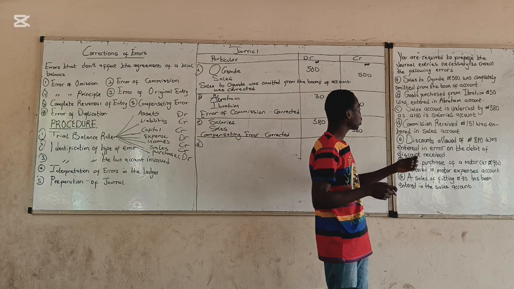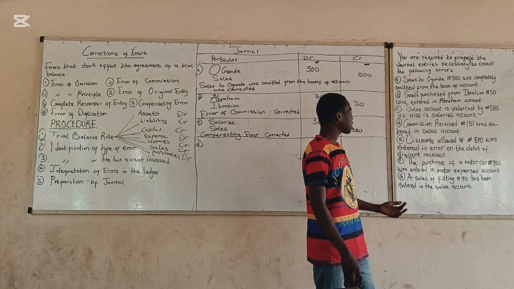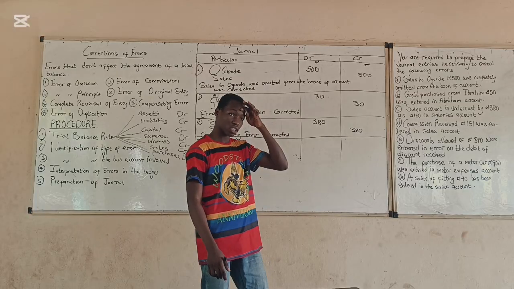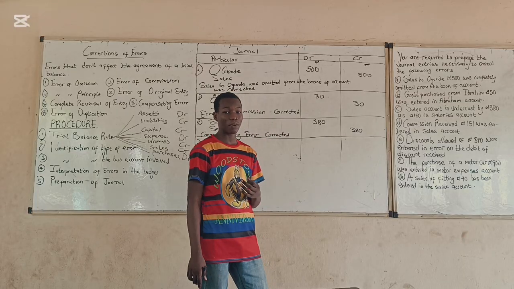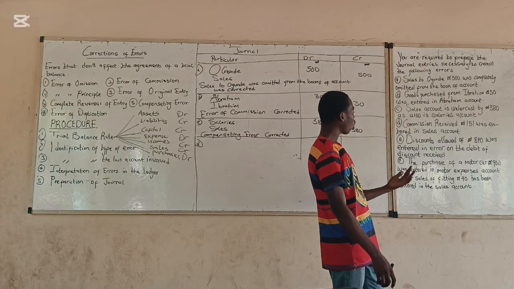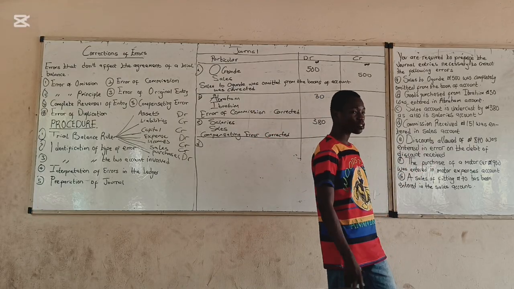D. Commission received, 151 naira was entered in sales account. So commission received. You get it now. Commission is an income, right? Income is credited. Sales also is credited. Now let's look at the question again. Commission received 151 naira was entered in sales account.